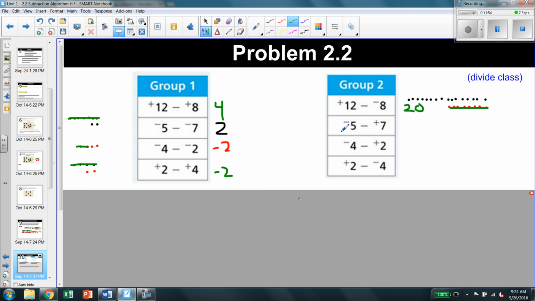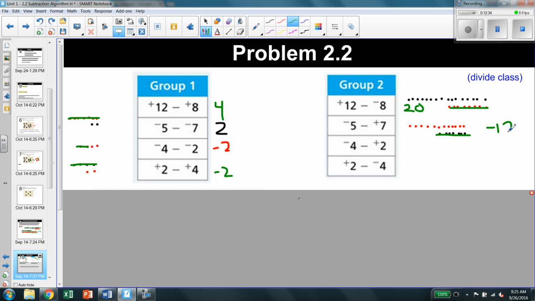Here we go again. I have 5 negatives, and I want to take away 7 positives. Can't do that, so we need to do 0 pairs again. So 5 negatives, 1, 2, 3, 4, 5. And I want to take away 7 positives. So I need to have some positives on the board in order to do that. 1, 2, 3, 4, 5, 6, 7. And since I'm doing that, I need to add in 0 pairs so my value doesn't change. Okay, now we have the problem shown right there. Take away my 7 positives. What's left? All these negatives.